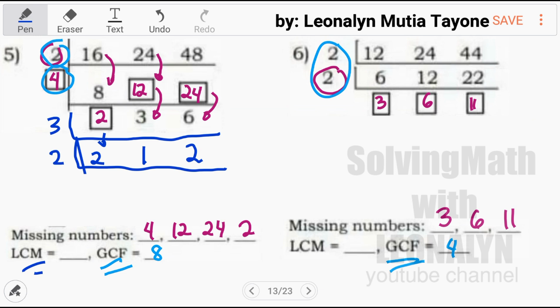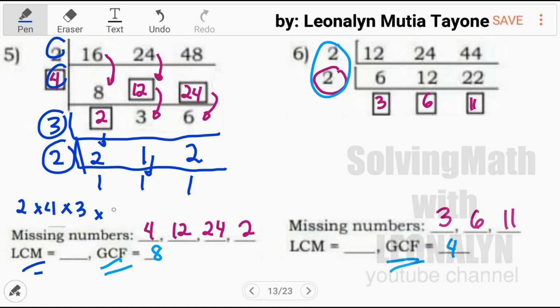So, i-divide natin ang 2. 2 divided by 2, and that is 1. Bring down mo yung 1 na yan. 2 divided by 2, 1. So, next, mag-multiply na tayo. 2 times 4, 2 times 4, times 3. 2 times 4 equals 8, times 3, and that is 24, times 2 equals 48. Ignore na natin yung 1 kasi ang 48 times 1, 48 pa rin. So, ang least common multiple dito ay 48.